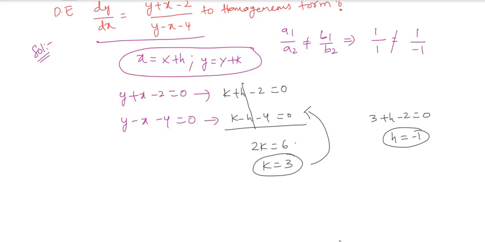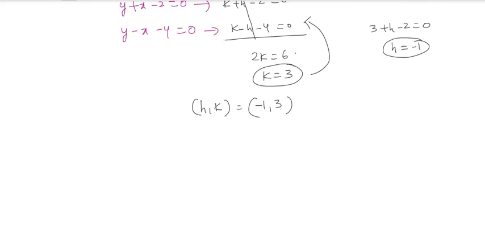So now the value of your h comma k will be what? H comma k is what? H is minus 1 and k is 3. So now just substitute. Which substitution do you have? Substitution means x is equivalent to capital X plus h and y is equivalent to capital Y plus k.